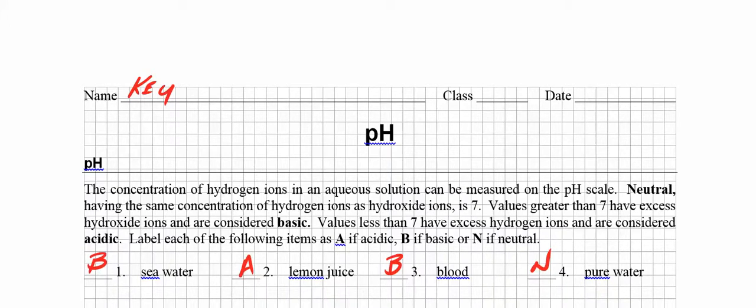All right, let's go ahead and get started. I do want to welcome you to this worksheet. This one is simply called pH. We won't need a calculator or even a periodic table for this one, so let's go ahead and get started.